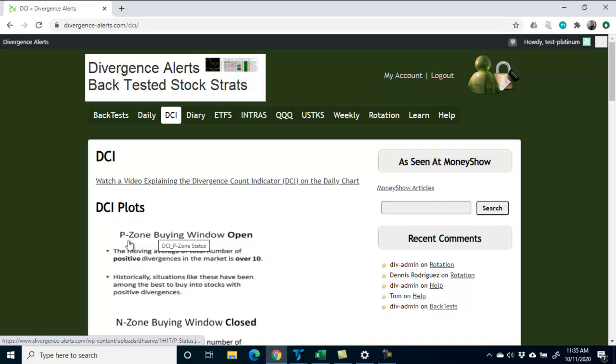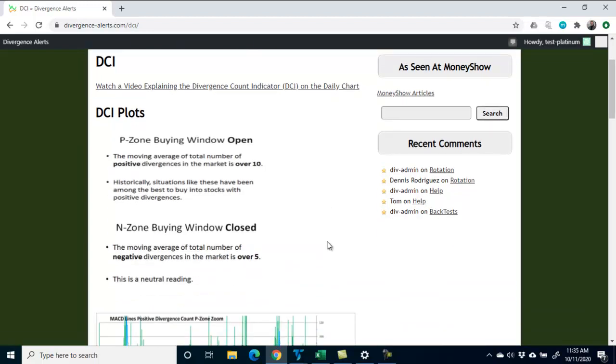Historically, when there's been large numbers of positive divergences, that has been a more favorable time to buy. I would call this the buying window being open, and that's the situation that we're in right now. The P zone buying window is open because we have high numbers of positive divergences. Looking at negative divergences, the N zone buying window is closed because we have high numbers of negative divergences.